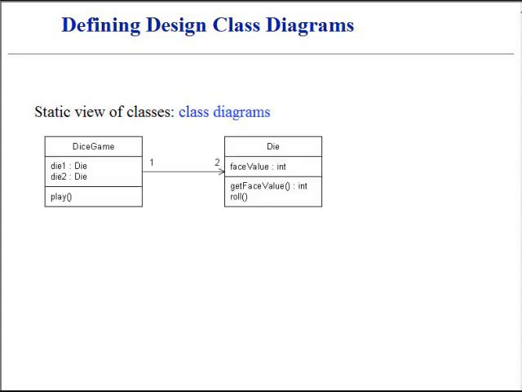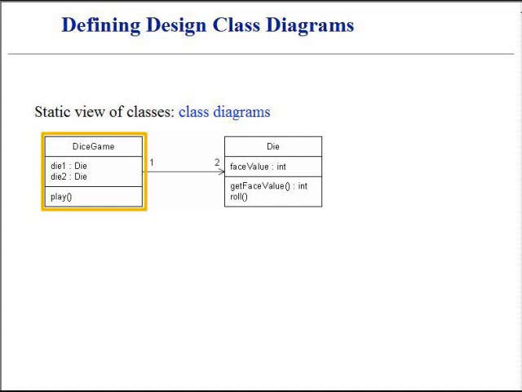In addition to a dynamic view of collaborating objects, shown in a sequence diagram, it is useful to create a static view of the class definitions. This can be accomplished by a design class diagram. The diagram illustrates the attributes and methods of classes. For example, a design class diagram shows the dice game model that succeeds the sequence diagram.